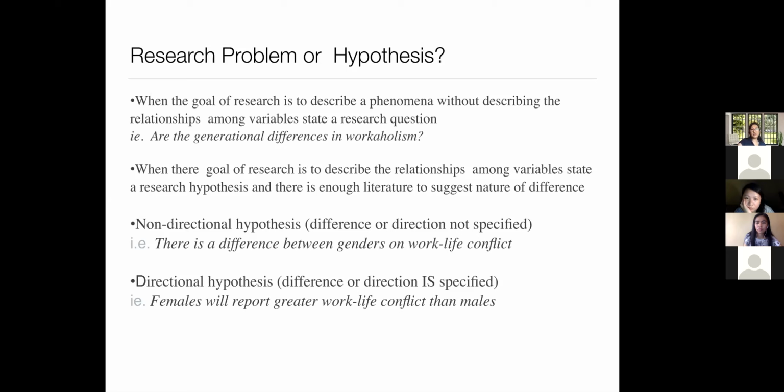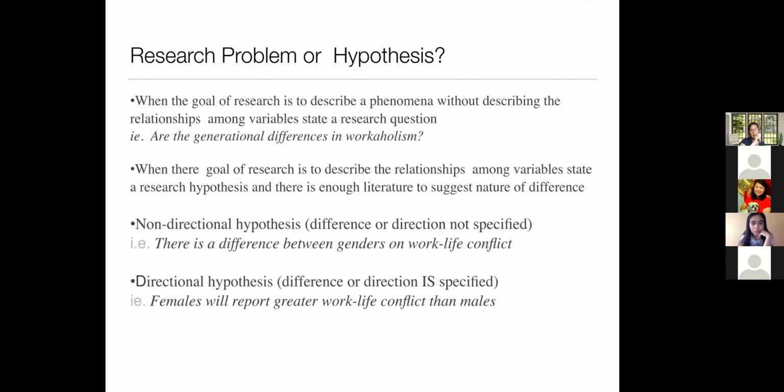Now, in general, we know that when the goal of research is to describe without specifying the specific relationship in the variables, then that's a research problem, as opposed to a hypothesis, when you actually suggest the nature of the difference, right? So for example, the question, are there generational differences, suggests you're just saying that there will be a difference, but you're not saying the nature of the difference, right?